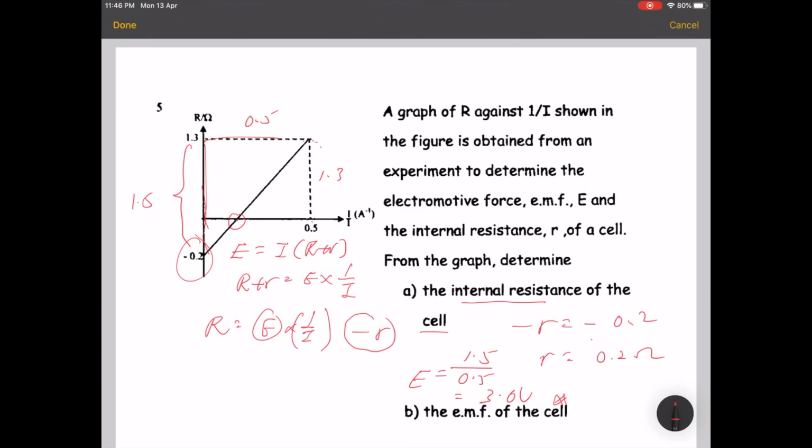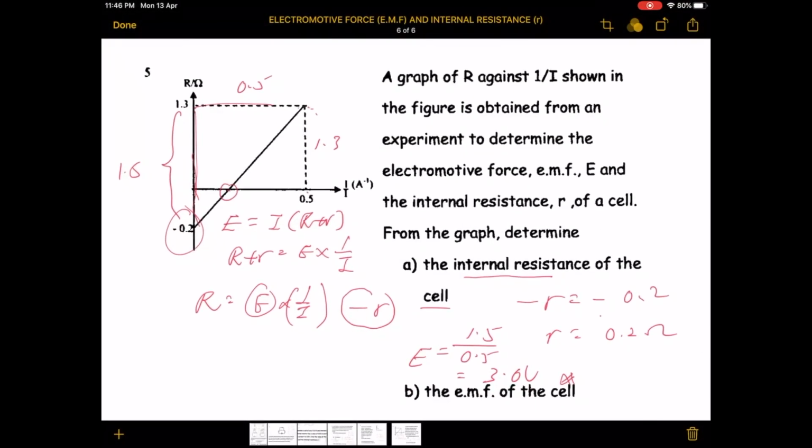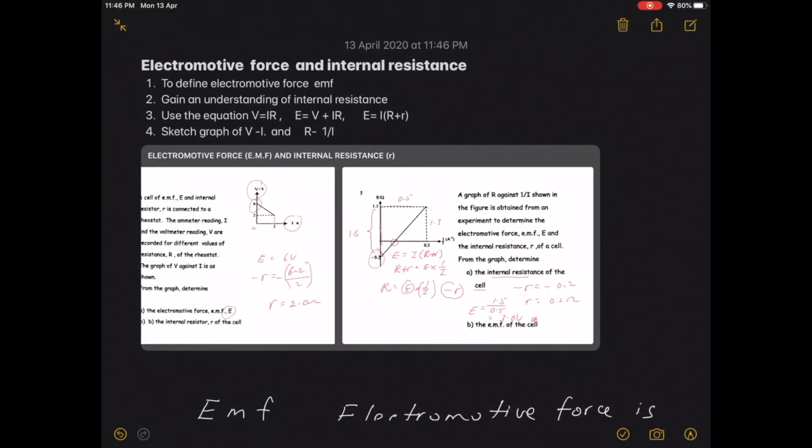Okay, very good. So from the 5 examples that I've given you, please go back and refer again the examples, and I believe it will consolidate your understanding on this topic, electromotive force and internal resistance.